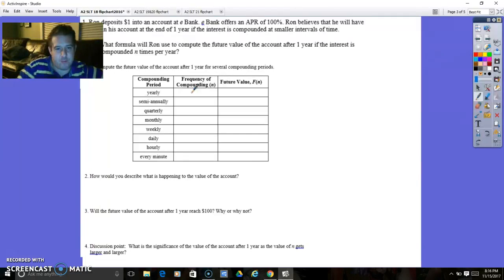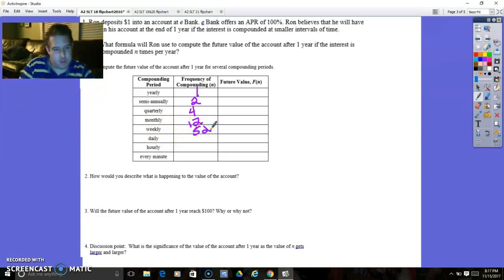Compounded means if you put your dollar into the account and you get 100% interest, at the end of the year, you would get $1 in interest because that's 100% of $1. But that's yearly. So your future value would be $2 total. So you would get an increase of $1. If you do it semi-annually, that means twice a year. Quarterly would mean 4 times a year. Monthly would mean 12 times a year. Weekly would be 52 times a year.